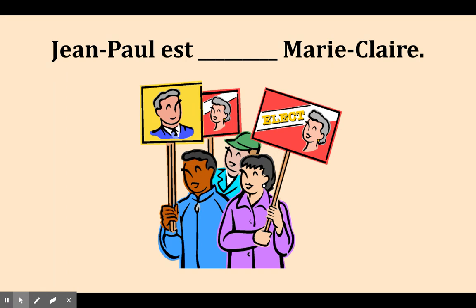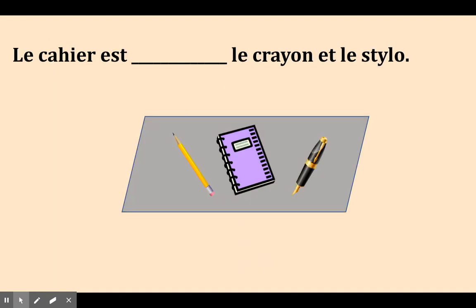Jean-Paul est, this is one we know from before. This is not one of the ones that has, well, I guess actually you can say this one. Yeah, Jean-Paul est behind, he's behind Marie-Claire, so it would be Jean-Paul est derrière avec Marie-Claire. I put avec there, I don't know why. That's a word we already know. Le cahier est, it's between two things, right?